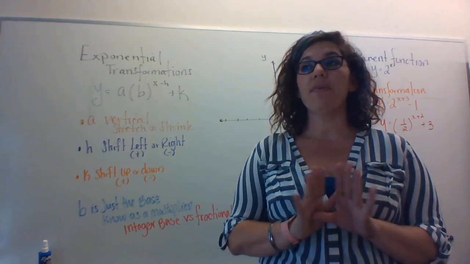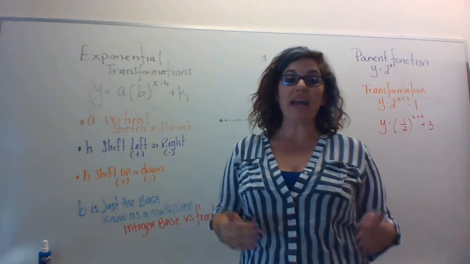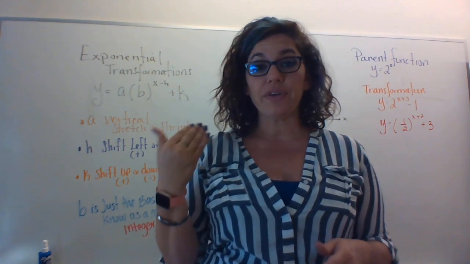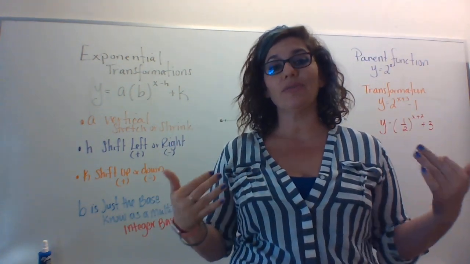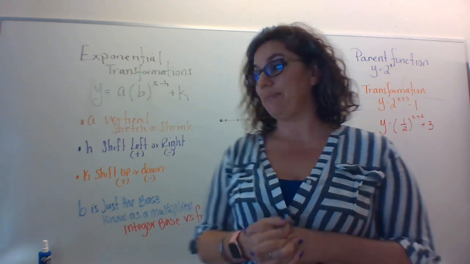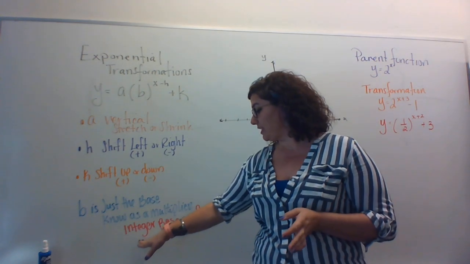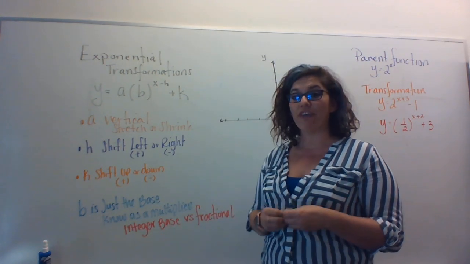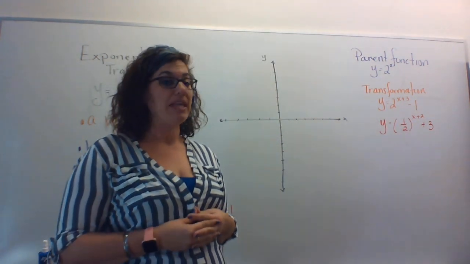I don't care what the bases are, the transformations still stay the same, and the parent function is still the same. Whether it's a 2 or a 10 or a 20 or whatever, it affects the numbers slightly, but the overall look is exactly the same. Okay, so with that being said, I do want to talk about the difference between having an integer base and a fractional base, because that's going to make a difference in our graph, and you have some of those problems in your homework.